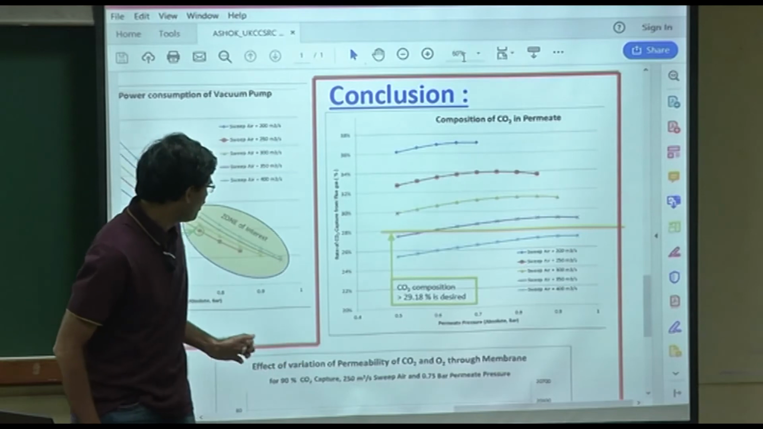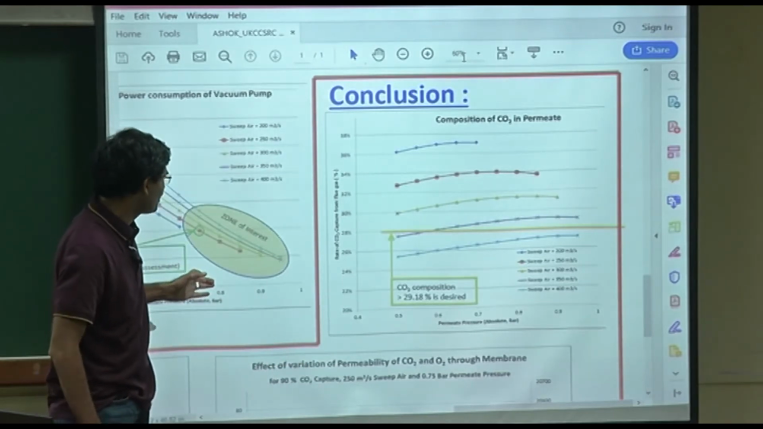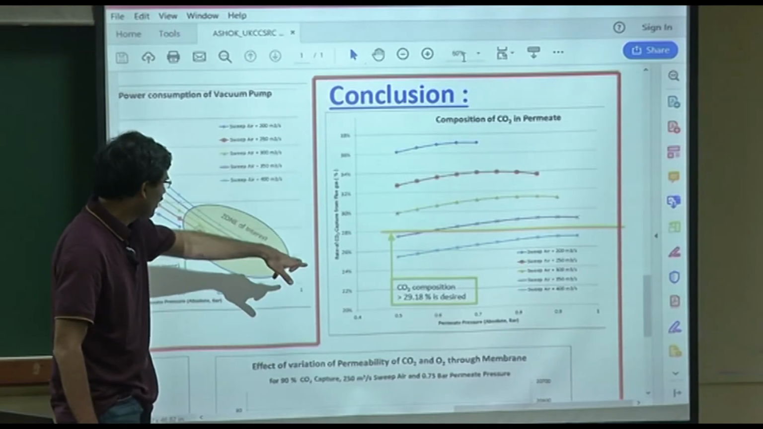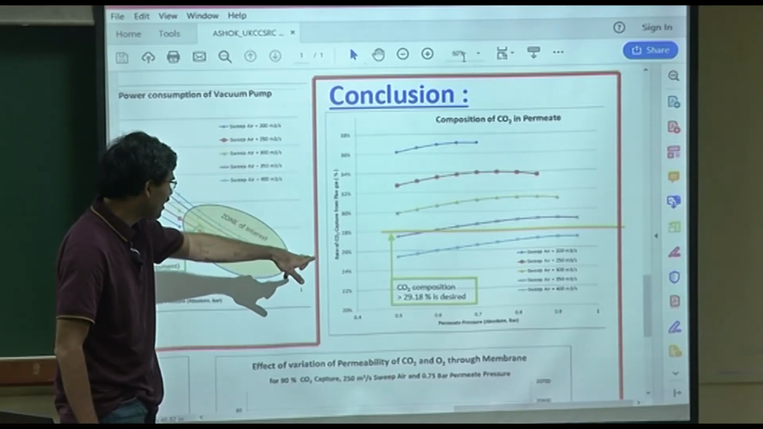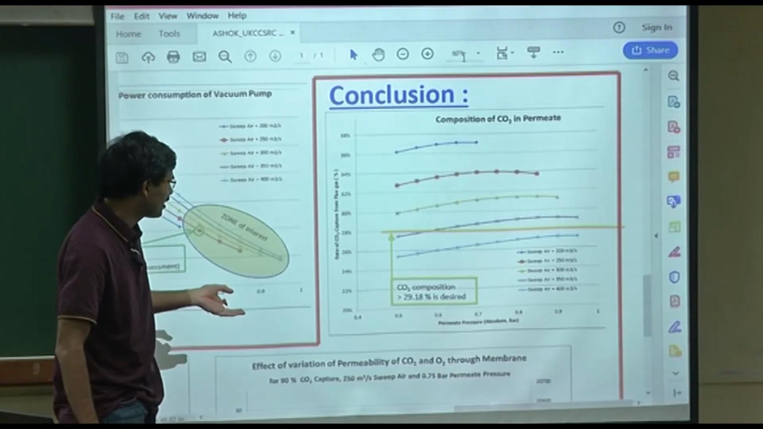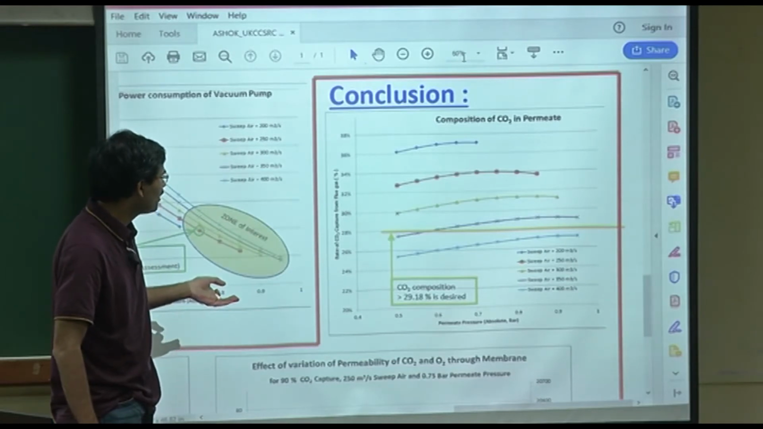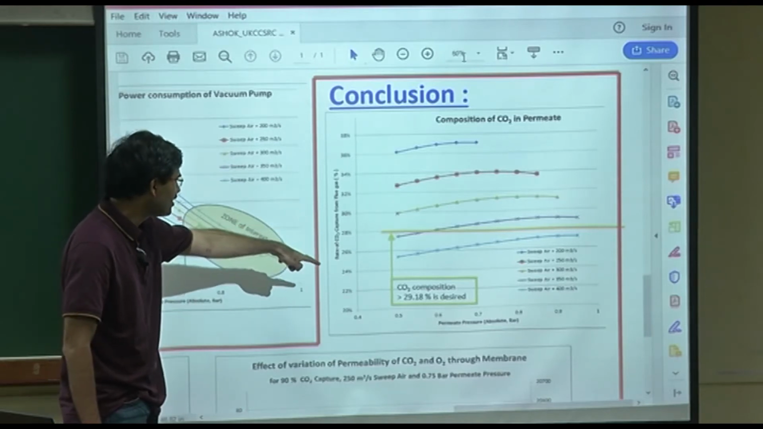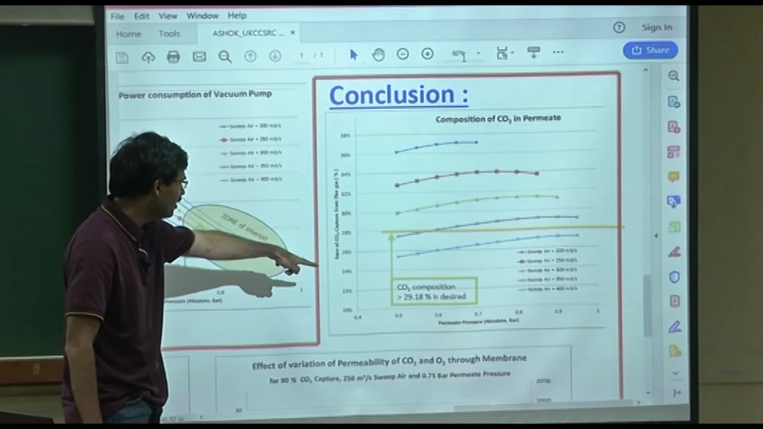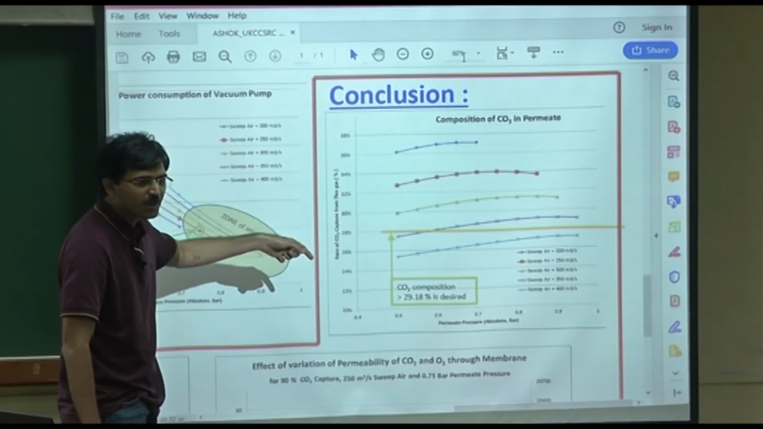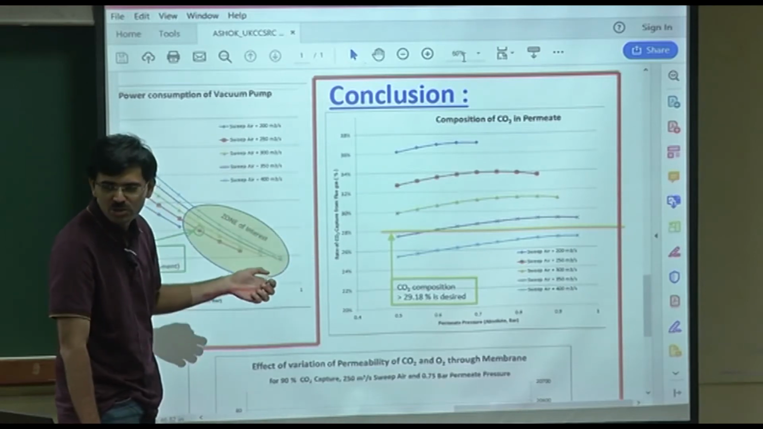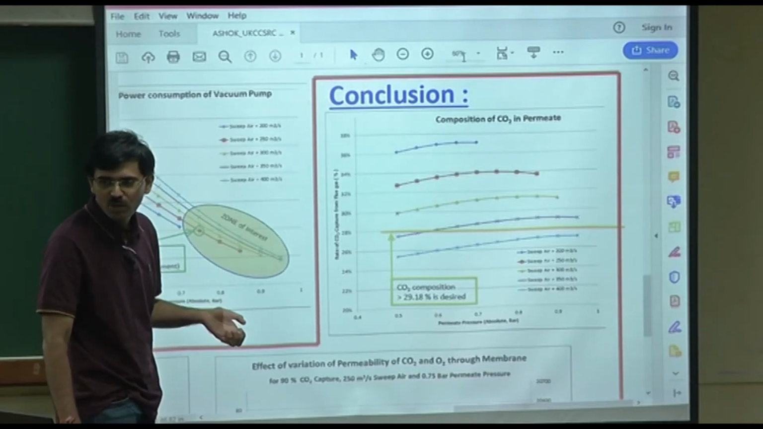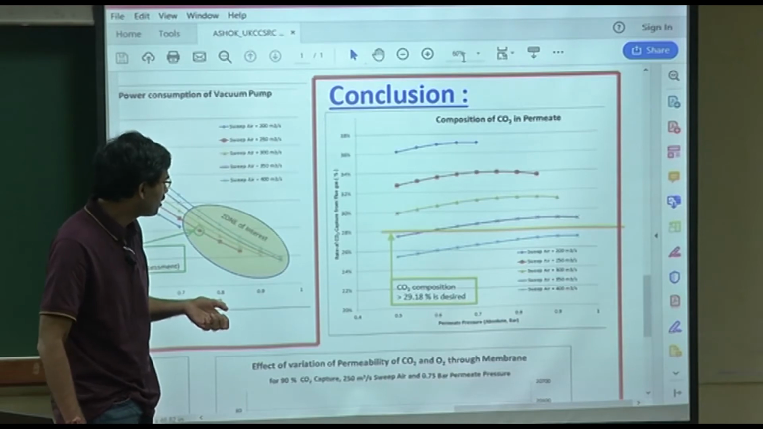So at the end, I realized that more than 29% carbon dioxide composition is the desirable condition. That is the feed condition. If this is realized from the gas turbine, then it becomes the preferable condition for the membrane operation and for the whole system to be operating in a more efficient way. So that was realized.